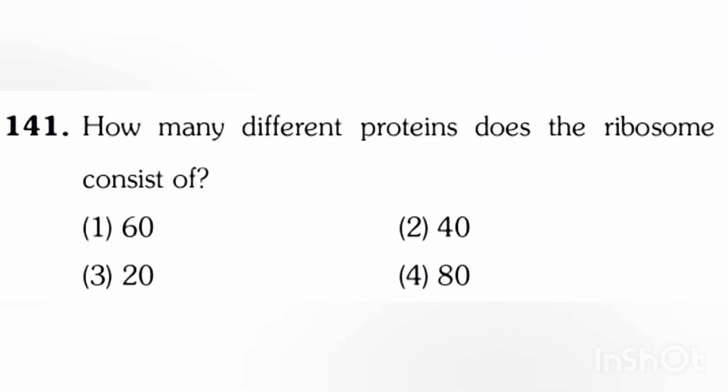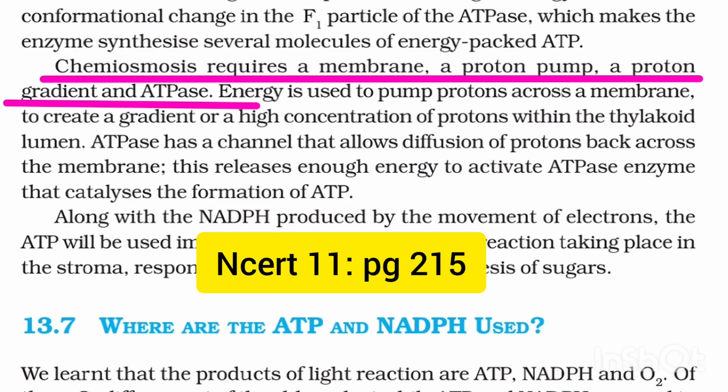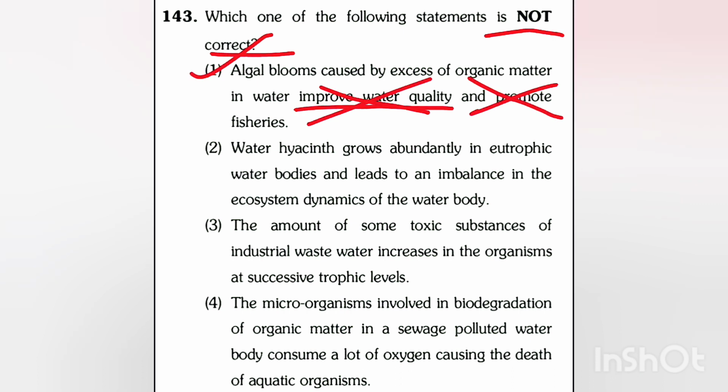How many different proteins does the ribosome consist of? 80. Which of the following combinations is required for chemiosmosis? Membrane, proton pump, proton gradient, ATP synthesis. Which one of the following statements is not correct? Algal bloom caused by excess of organic matter in water improve water quality and promote fisheries. This is the correct option.